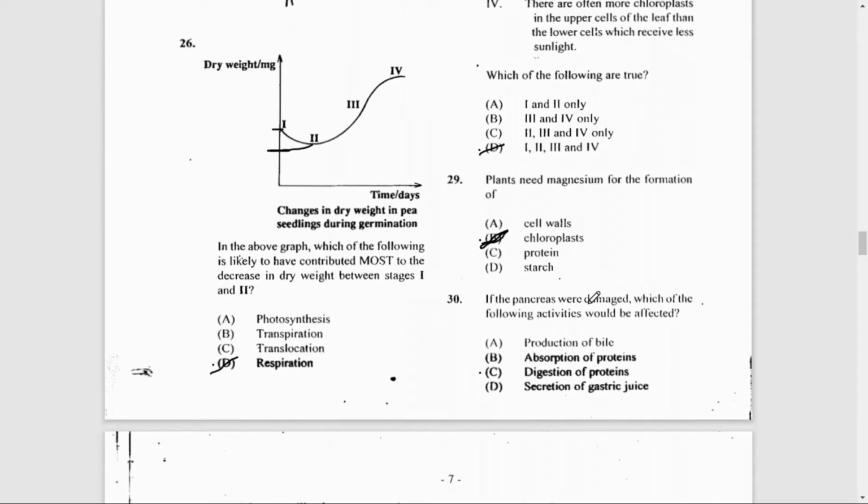Number 30. If the pancreas were damaged, which of the following activities would be affected? It cannot be the production of bile because bile is not produced by the pancreas, it is produced by the liver. Remember, bile is produced in the liver, it's stored in the gallbladder, and it's released into the duodenum. B, absorption of proteins. That has nothing to do with the pancreas. Digestion of proteins, secretion of gastric juice. Gastric juice is secreted by the stomach. Anything to do with gastric has to do with the stomach. So the answer here is C, digestion of proteins.